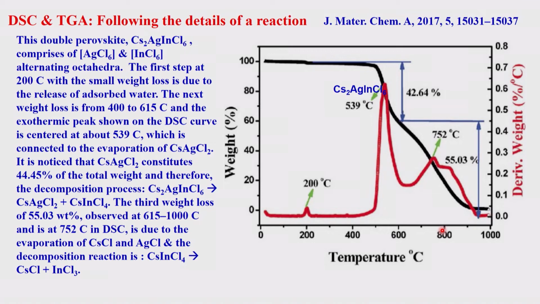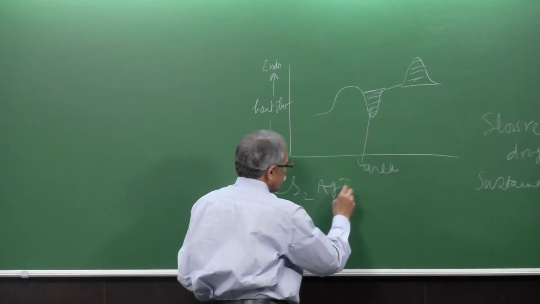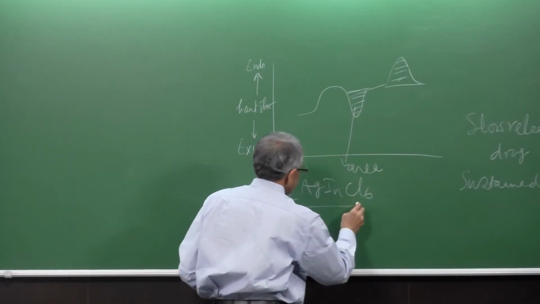So, let us look at a laboratory reaction which is useful for research purposes, mainly in the solid state chemistry part of it. You have a double perovskite, Cs2AgInCl6, is the compound. This is the one.